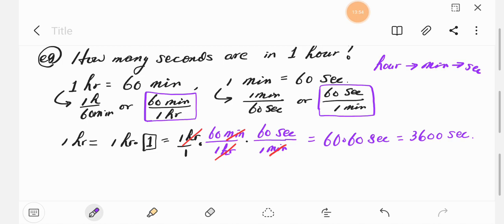So use the right conversion rate. Use the correct conversion rate to eliminate the unit that you want to remove, right? All right, so that is an example.